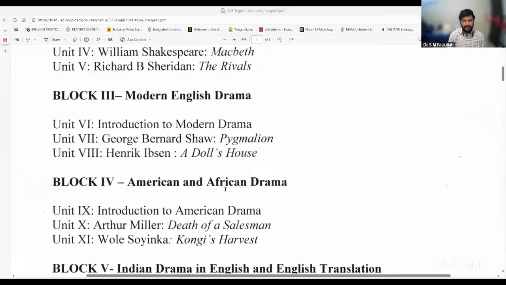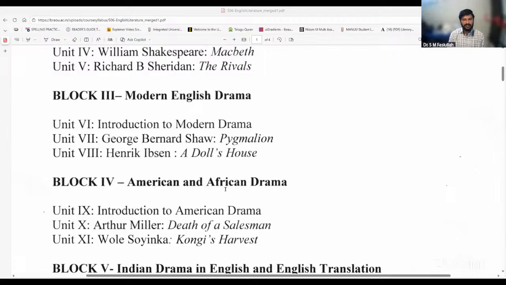One by George Bernard Shaw, that is Pygmalion, and the other is Henrik Ibsen's A Doll's House. Both are very popular plays, often prescribed in the syllabi of different universities and colleges as symbolic texts of modern period or modern English drama.